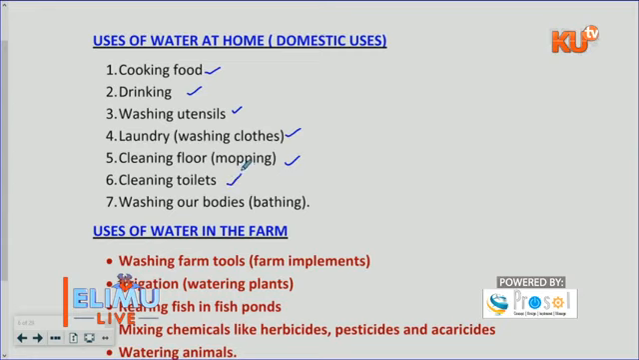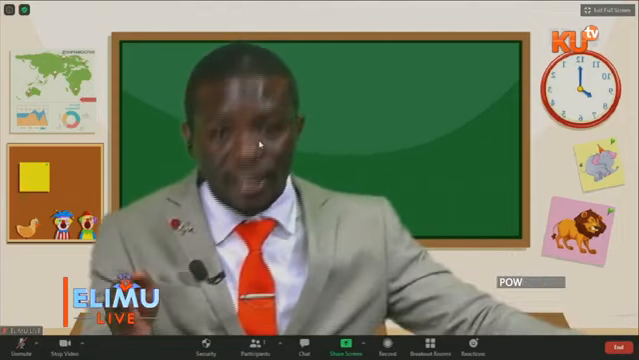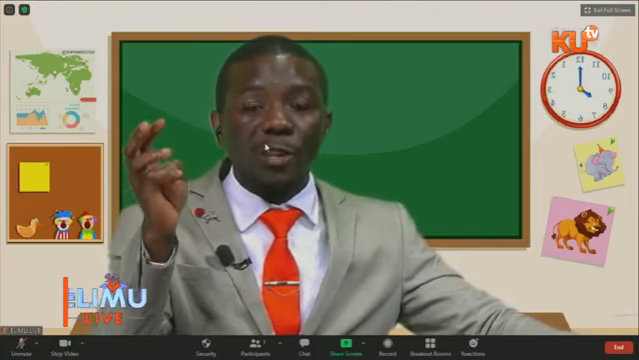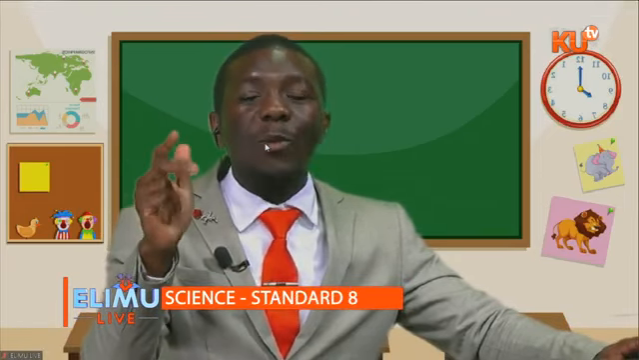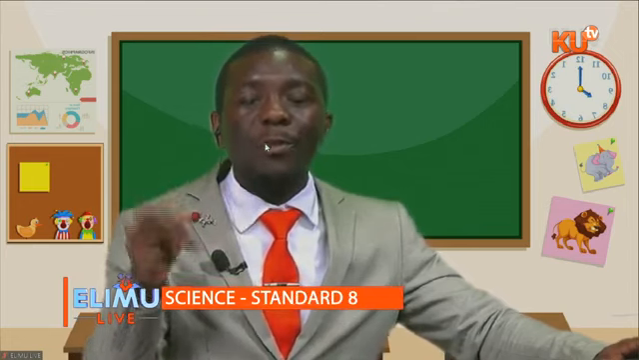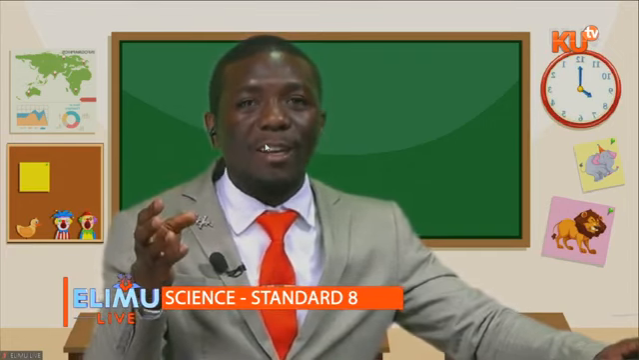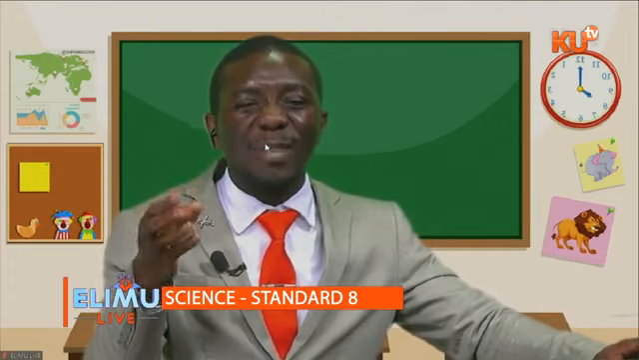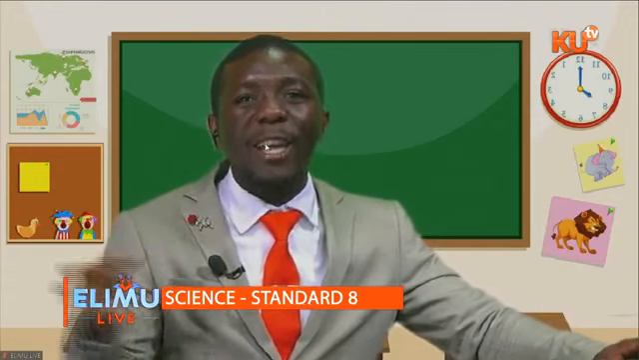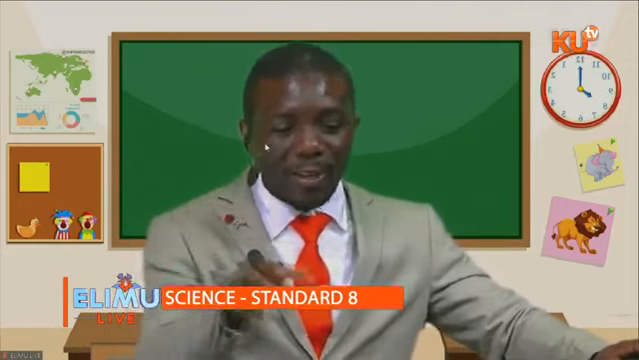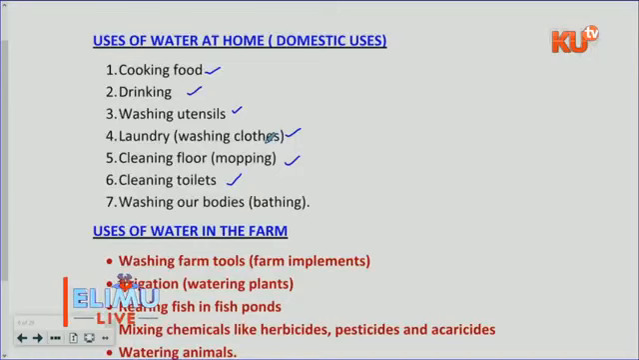And then we have cleaning toilets. Remember, in standard 2, we were told that a water closet is also known as a toilet. When you want to use a disinfectant to clean a toilet or a water closet, you must add water. If you want to use ash to clean a latrine, you must also use water. Ash removes the germs and the smell, but water again washes it away. So you'll need water again to wash these toilets and latrines.